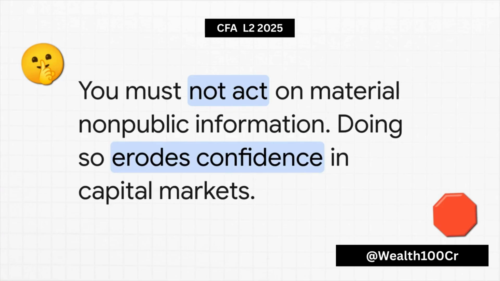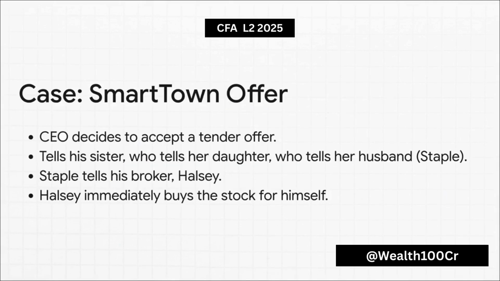So what does material mean? It means the information is significant enough to affect a stock's price or change an investor's mind. And non-public? Well, that's simple. It's not public until it's been properly shared with the entire market. Let's look at a case. Okay. Pay close attention to how the violation just cascades down the line here. The info is obviously material and non-public.